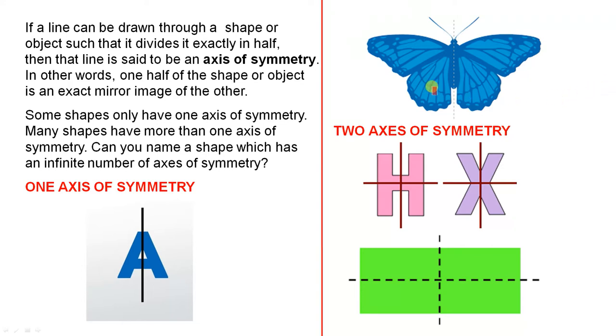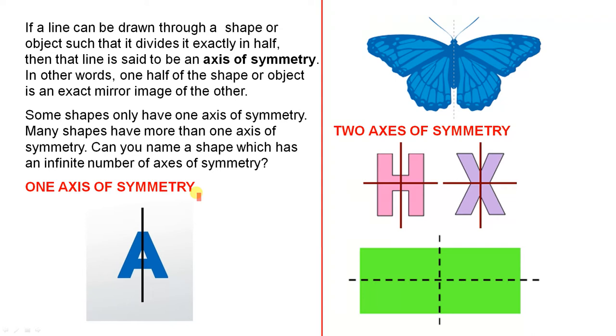So we can call it an axis of symmetry or line of symmetry, and probably for the sake of this video we'll call it an axis of symmetry. Some shapes only have one axis of symmetry. Many shapes have more than one axis of symmetry. Can you name a shape which has an infinite number of axes of symmetry? We might see that a little bit further on in the video.